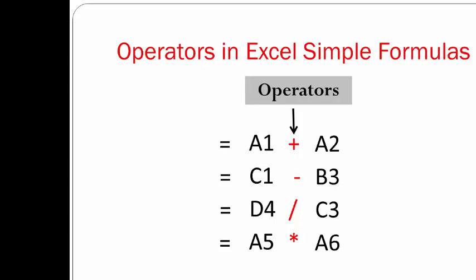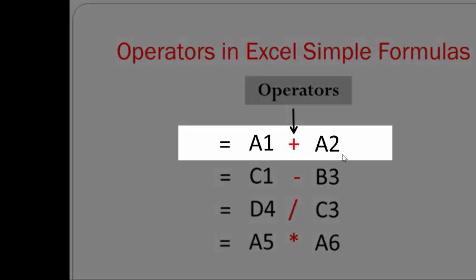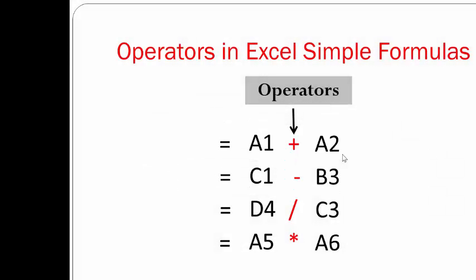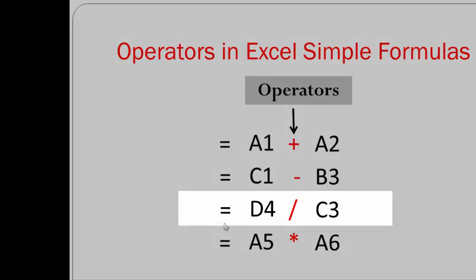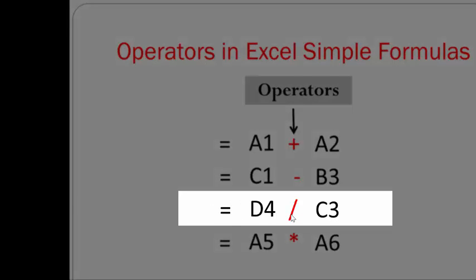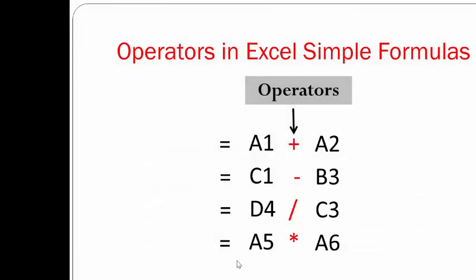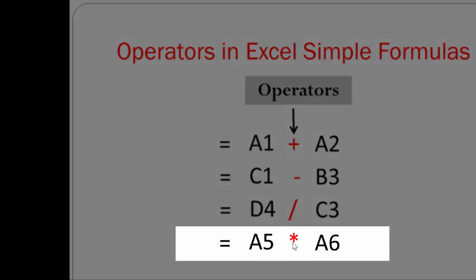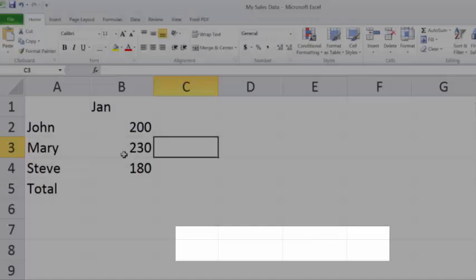Here are other examples of using operators in Excel simple formulas. Remember, a formula always starts with an equal sign and uses cell references and an operator. For example, if I wanted to add A1 and A2, the formula would be equals A1 plus A2. If I wanted to subtract B3 from C1, the formula would be equals C1 minus B3. If I wanted to divide D4 by C3, the formula would be equals D4 divided by C3. And finally, if I wanted to multiply A5 by A6, the formula would be equals A5 asterisk, which represents multiplication, A6. Let's try this in Excel.